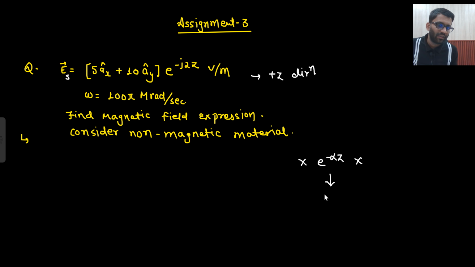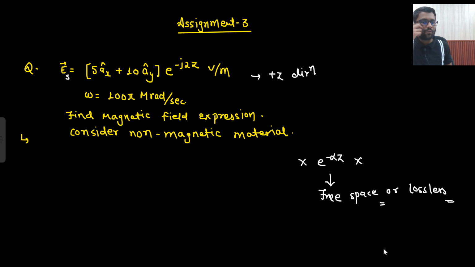So there are two options. Either it is free space or it is a lossless dielectric. Now which of them is correct? How would you get to know it? For free space, Vp is equal to C, right? C is 3 into 10 to the power 8 meter per second. So I will find the Vp value now. Once I have found the Vp value, I can see whether it is equal to C or not. If it is not equal to C, then certainly it is a lossless dielectric. Is that clear to you?